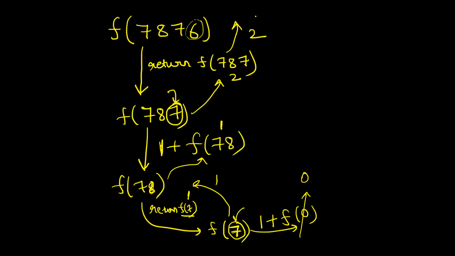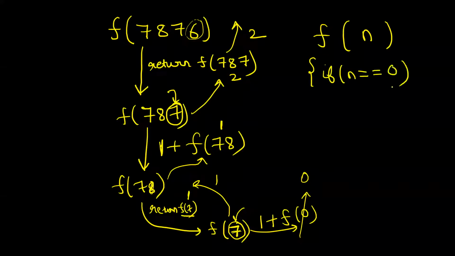And my final answer will be, boss, 7876 has 2 sevens. That will be the result to the user. So the basic idea here is, given any number, let's say you have an integer n. What will I check? My base case will be: if n is equal to 0, if n has gone down to 0, simply return 0 because there are no sevens in this n, right?